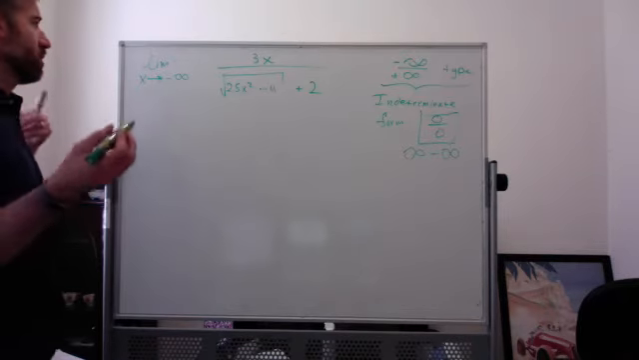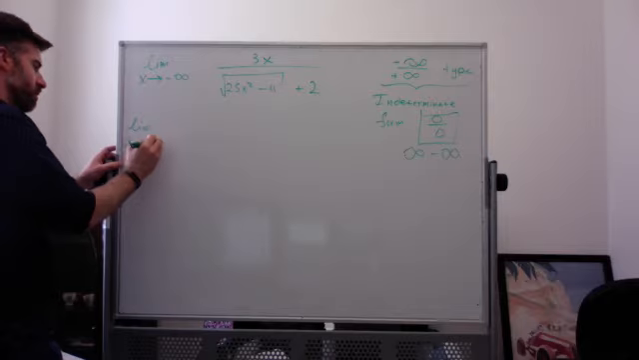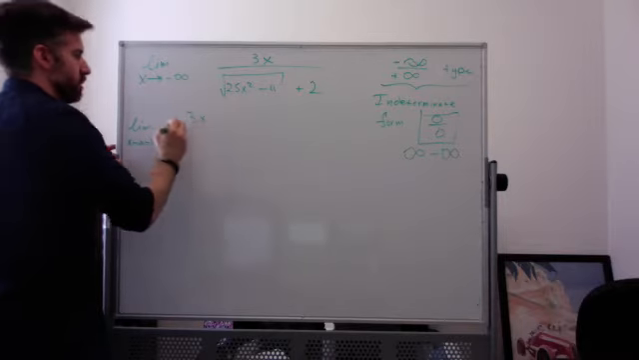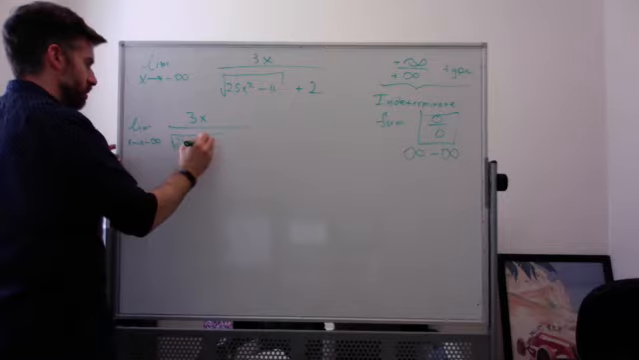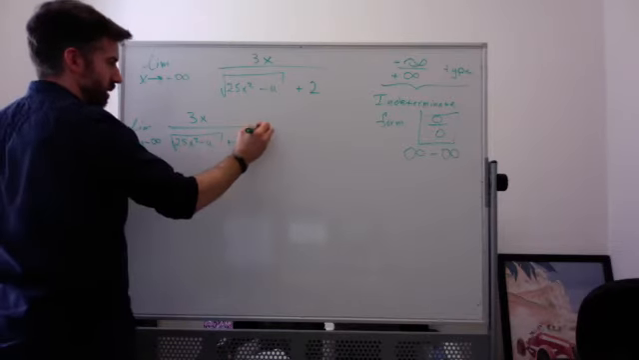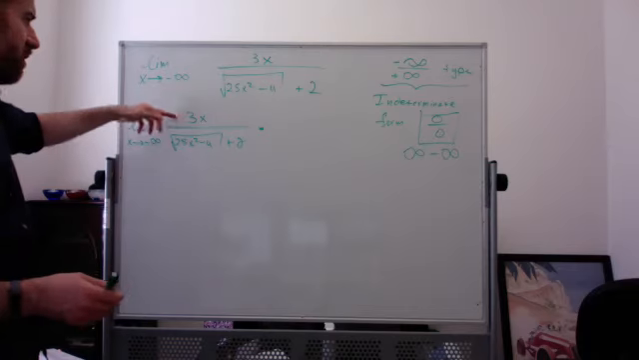All right. So the way you would attack this one is by multiplying by the conjugate. And you're always going to multiply by the conjugate of the square root thing. It doesn't make sense to multiply by the conjugate of this.